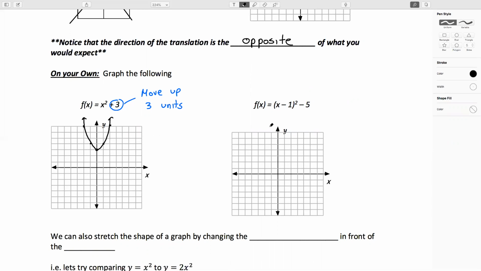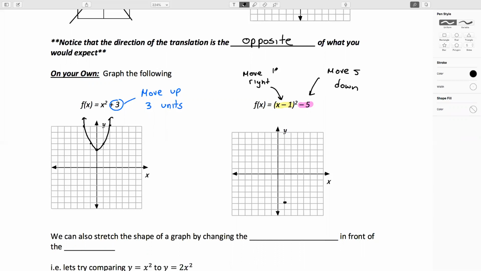This one's a little bit trickier because there's two translations happening. There's this x minus 1 thing going on, and there's also a minus 5 at the end. So the x minus 1, what that's going to do is it's going to move the function 1 unit to the right. The minus 5, what that's going to do is it's going to move the function 5 down. So if I go to graph this, instead of starting at 0, move 1 to the right and 5 down. Now I'm going to start down here.